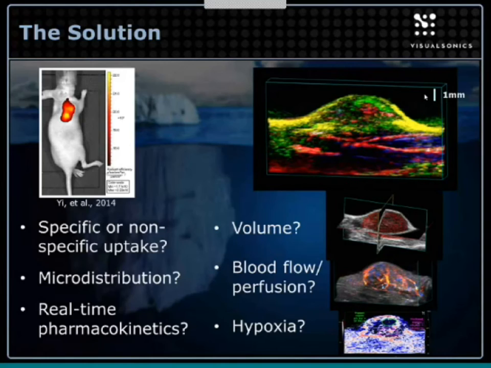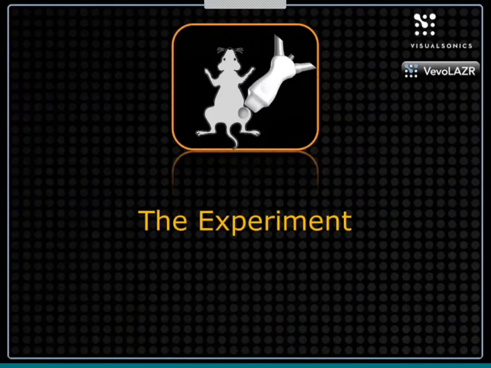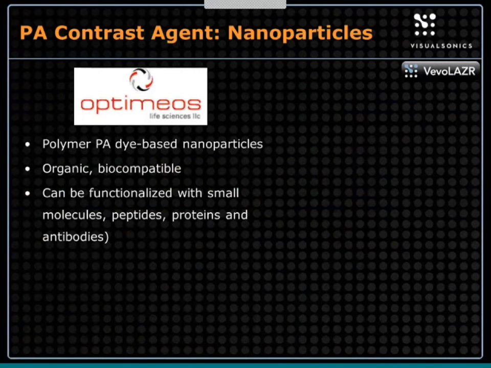So we can help to answer those questions as well. And all in all, photoacoustic and ultrasound imaging ends up being a very powerful technique for doing this kind of molecular imaging for cancer research. So what did we do? How did we get that image that I showed you in the first slide of the presentation? Well, first we have to use a contrast agent.